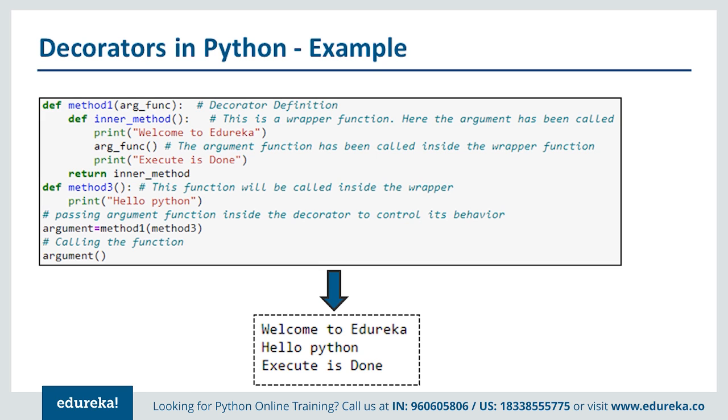Once this is executed, you will see the end result: welcome to Edureka, then hello Python is executed, and then execute is done. So with this you will be able to see these three different outputs executed all together, and you will get a series of details about this. So this is how decorators are used and implemented in the Python programming language.